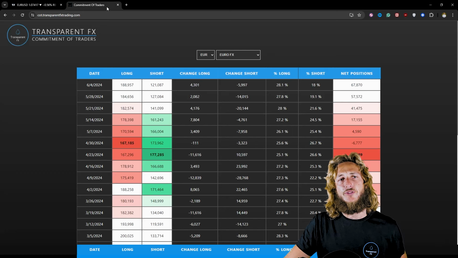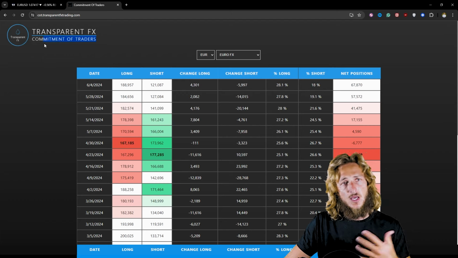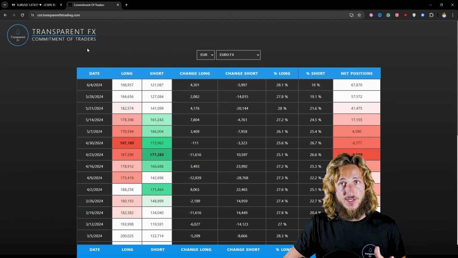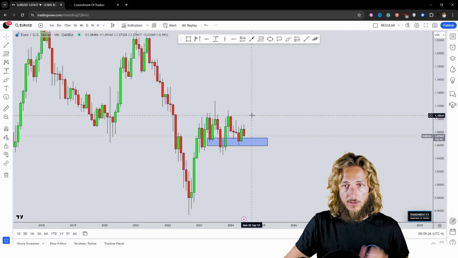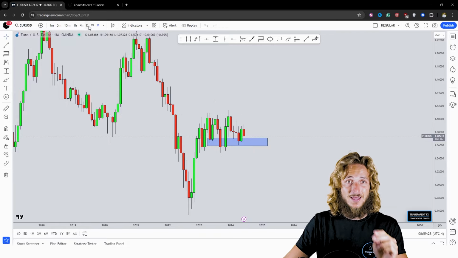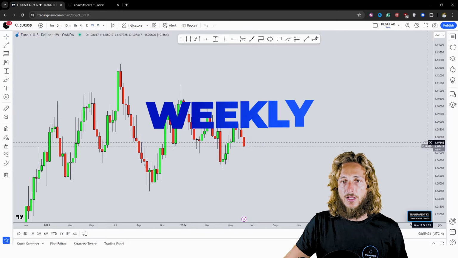And we will be speaking about institutional longing in a few minutes when we move to the commitment of traders analysis to see what the big players are doing. For now, let's keep this in mind and let's drop down on the weekly time frame.